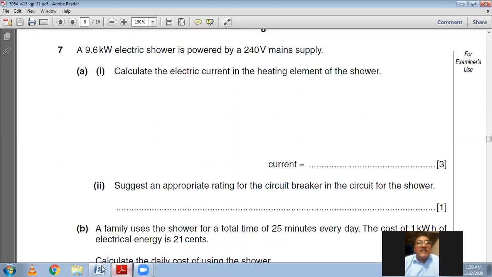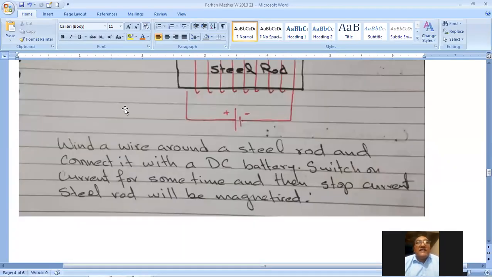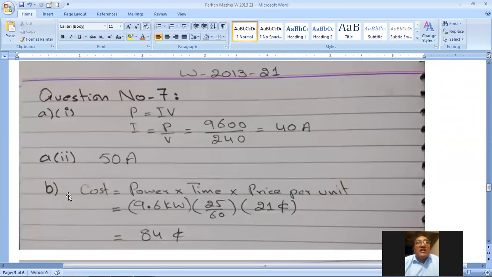But there is one problem: the power is given in kilowatts. We don't take the power in kilowatts, we will take it in watts. So P equals IV, I equals P divided by V, and the power is 9600 watts and the voltage is 240 volts, and the answer will be 40 amps.